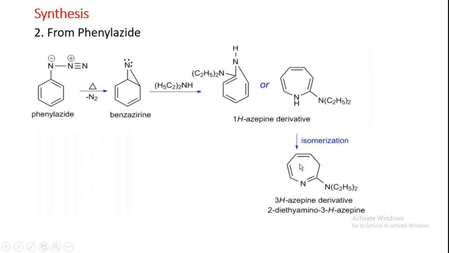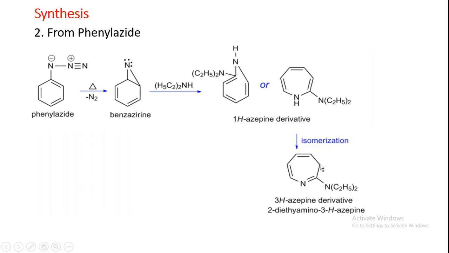After that, isomerization will take place, so hydrogen will move from this position to this position, and we will get a 3H azepine derivative, or 2-diethylamino 3H azepine, because 3H means that in this position, from the original azepine structure, one hydrogen is added.